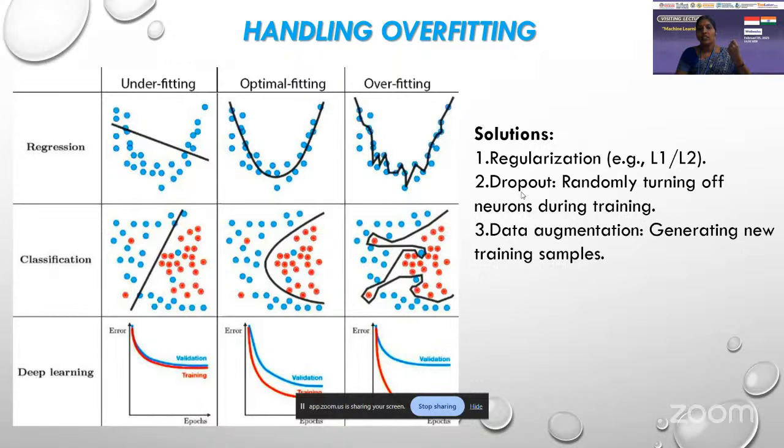And then data augmentation, which generally involves generating new training examples, new training samples. How can we choose the samples? We need to select a subset of samples from various populations, because we need to train the machines on some training data as well as unseen data. So these are the various solutions to handle overfitting, and one of the most popular is regularization.